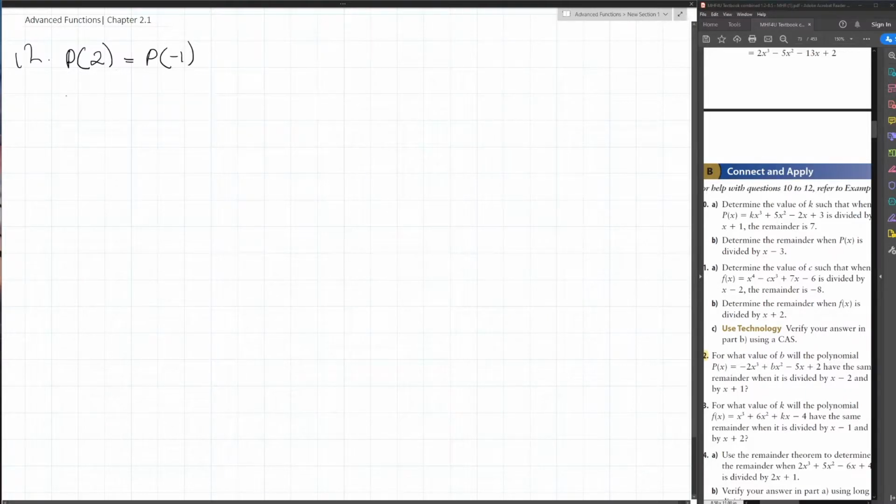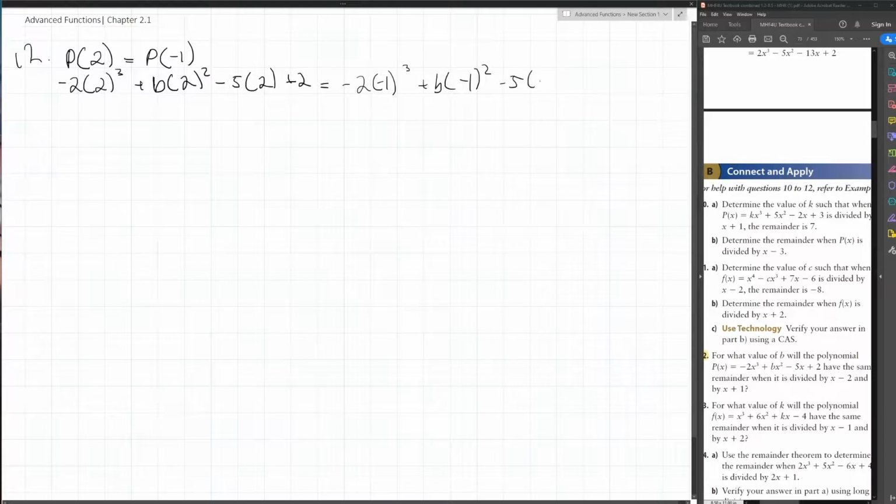So p of 2 is equal to negative 2 to the power of 3 plus b times 2 to the power of 2 minus 5 times 2 plus 2. And that is also equal to p of negative 1. So negative 2 times negative 1 to the power of 3 plus b times negative 1 to the power of 2 minus 5 times negative 1 plus 2.